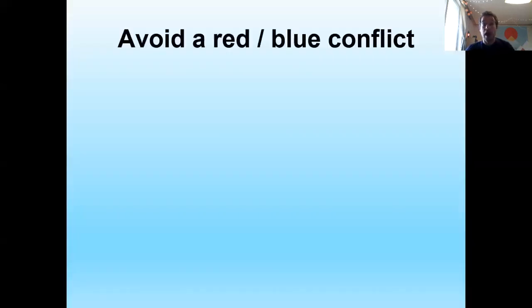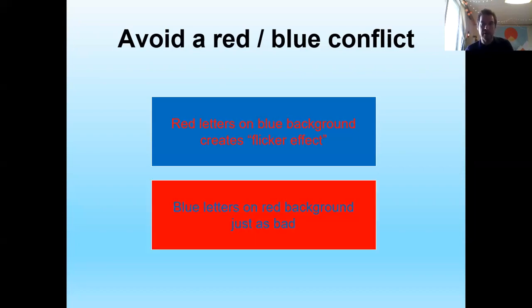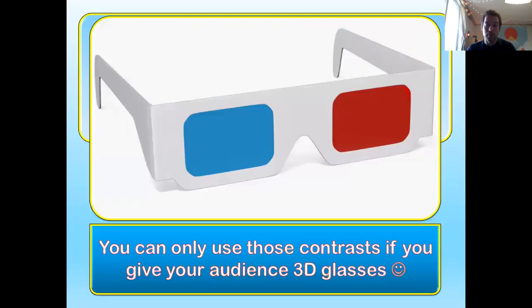Okay, how about which contrast should you avoid? Well, there's something called the red and blue conflict. Like there's a blue background, red letters. That's very hard to read, and it's not easy on the eyes. It has a flicker effect. Similarly here, wow, that's really hard to read. So if you use these contrasts, you must provide your audience 3D glasses. So that's the only way it works. And that's a joke. So don't use red, blue contrast.